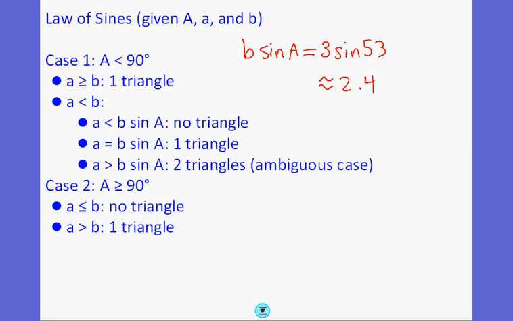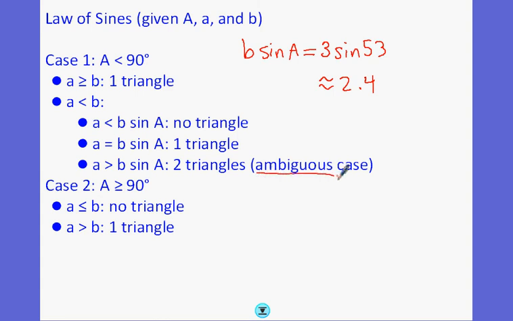So that would be the third case here. So when A is less than B, there's three situations. One, it's less than B sine A, so it's too short, no triangles. Or it could be exactly equal to it, in which case I have one triangle, or maybe it's greater than that, in which case I have two. This is the ambiguous case.